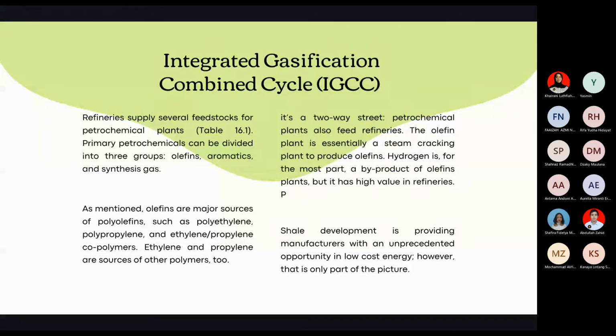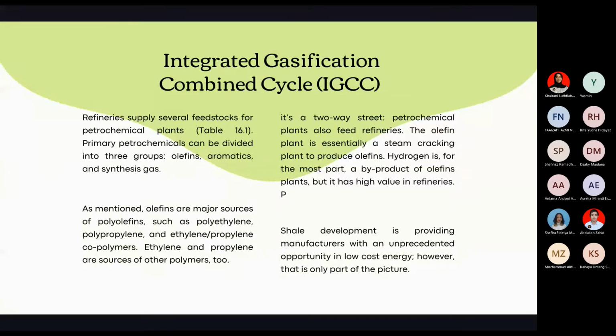And this part explains that refineries supply several feedstocks for petrochemical plants, where primary petrochemicals can be divided into three groups: olefins, aromatics, and synthesis gas. As mentioned, olefins are a major source of polyolefins such as polyethylene and polypropylene. Ethylene and propylene are sources of other polymers too.